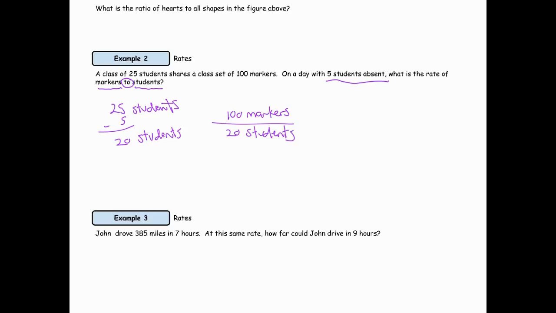And looking at this rate written as a fraction, we could actually simplify it. And we could actually divide the top and the bottom by 20. So if we do that, 20 goes into 100 5 times. So we actually have 5 markers for every 1 student. Or in other words, 5 markers per student.